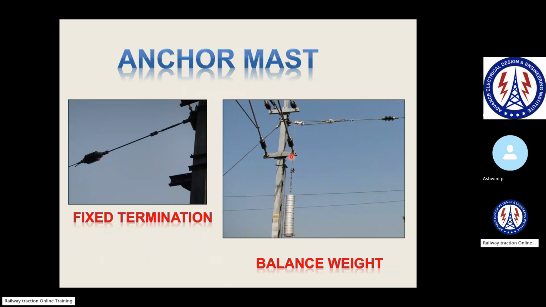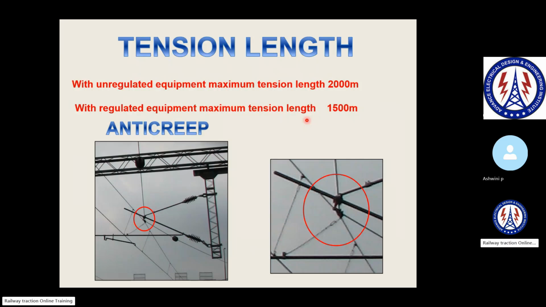Imagine that this is the starting of the tension length. Here we will put the BWA, the balance weight anchor. And at the ending also we will put one if it is 1500 meters. So this will be at the 750 meters.